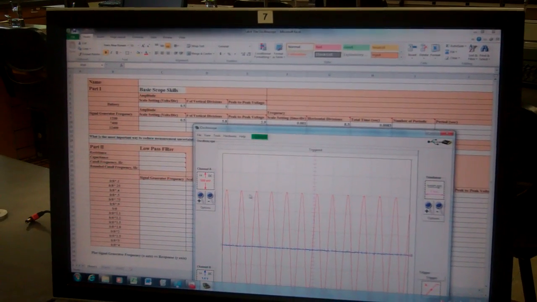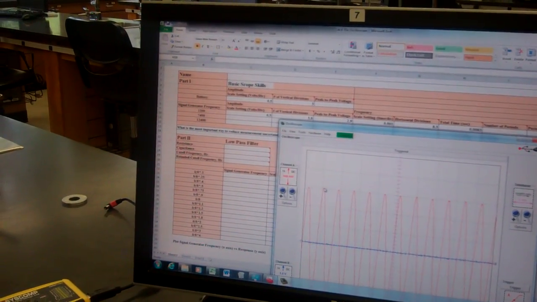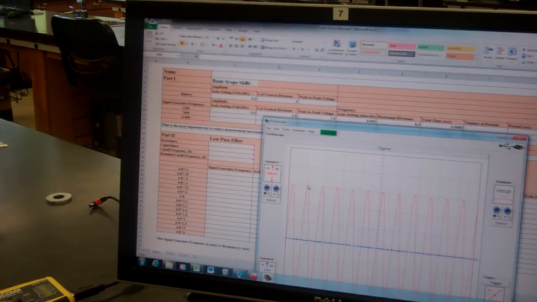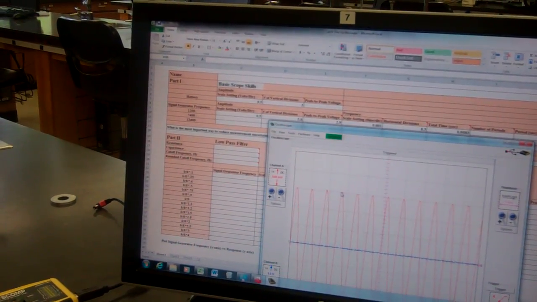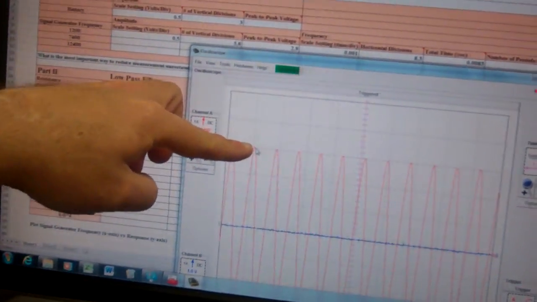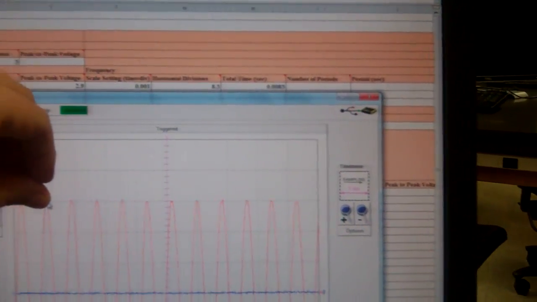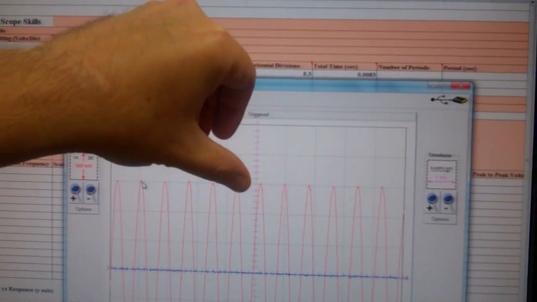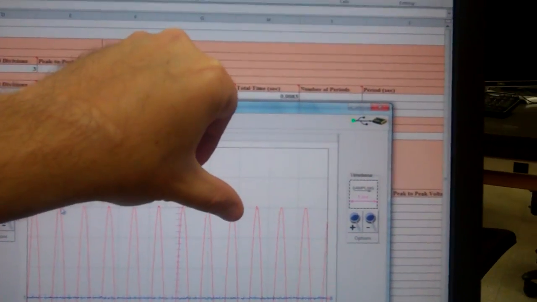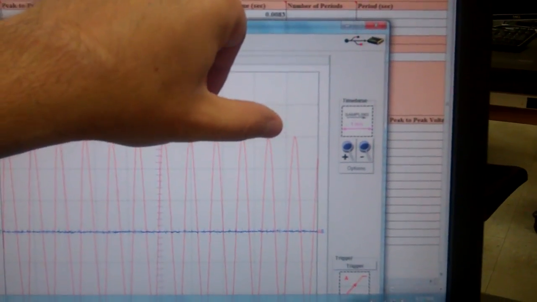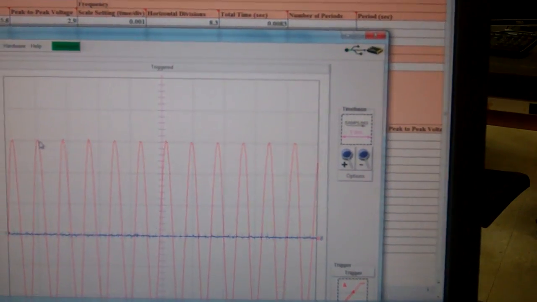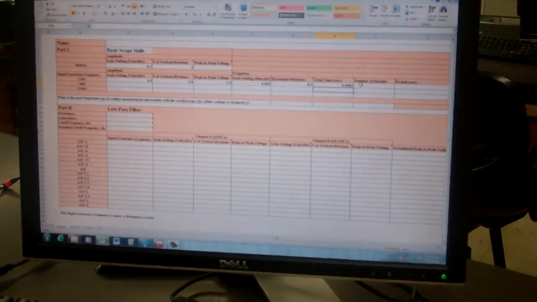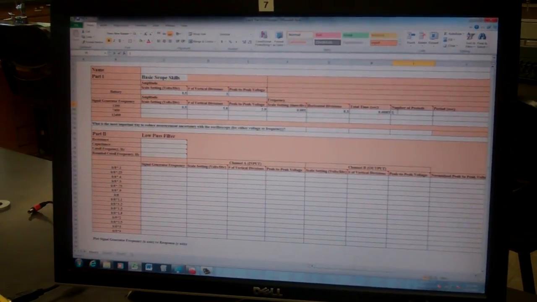Now if we look back on that, how many periods was that? Did you count them? I didn't. We start from here and we go 1, 2. Oh, don't do that. This is not 1. This is 1 because it goes from here back up to here. That's 1. Then that's 2. That's 3, 4, 5, 6, 7, 8, 9, 10. 10 periods. So we'll put that in there.